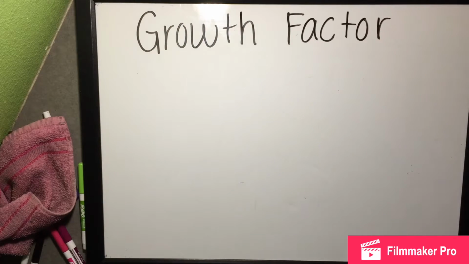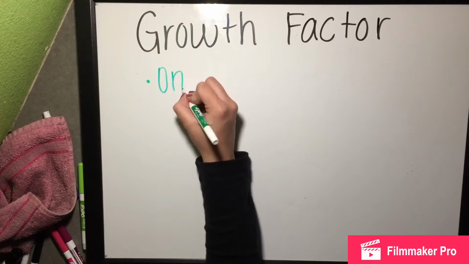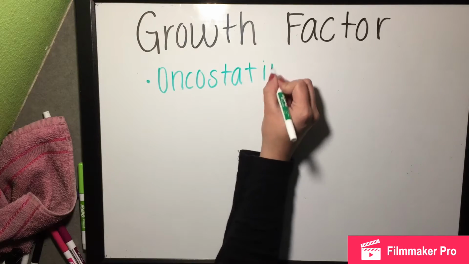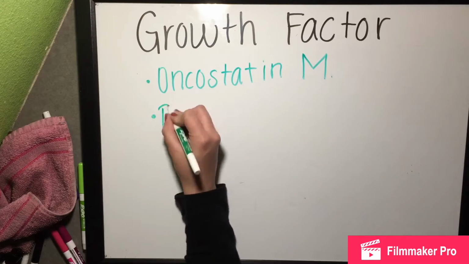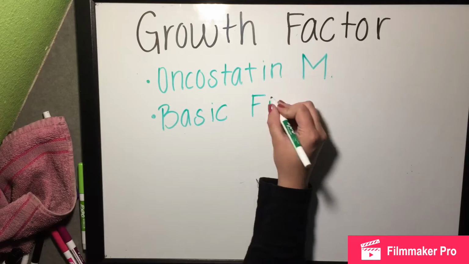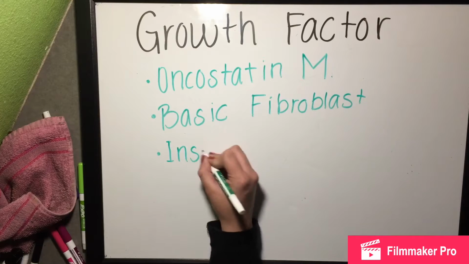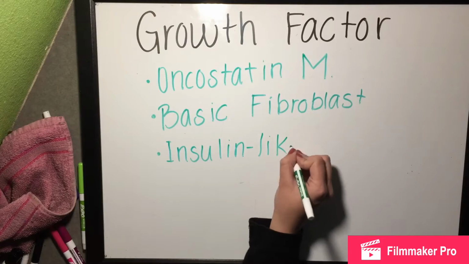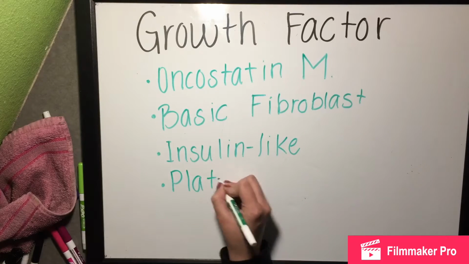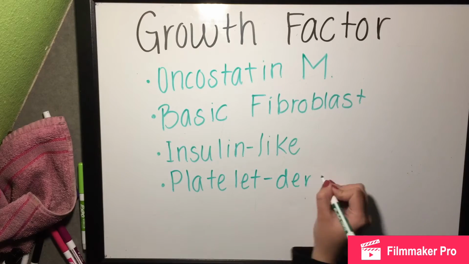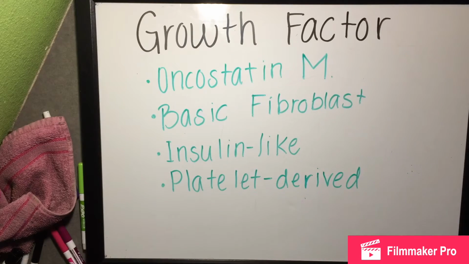Some growth factors are oncostatin M, which is a protein that in humans is encoded by the OSM gene; basic fibroblast, which is a growth factor and signaling protein encoded by the FGF2 gene; insulin-like, which are proteins with high sequence similarity to insulin; and platelet-derived, which are proteins that regulate cell growth and division.